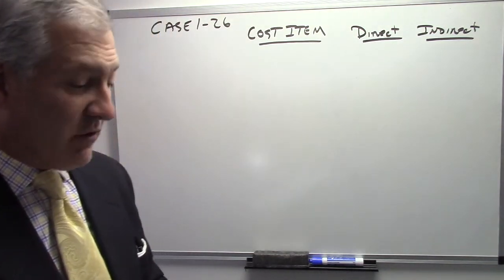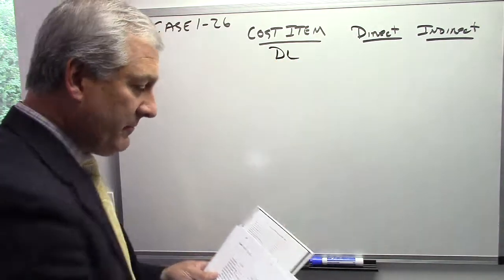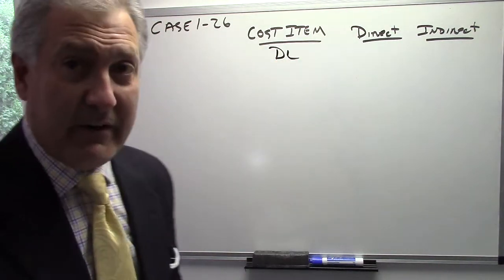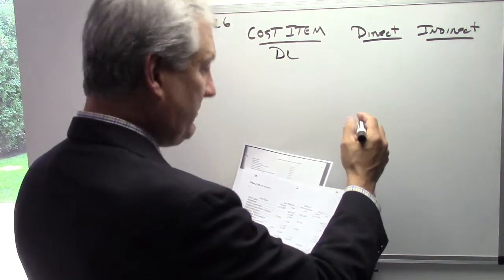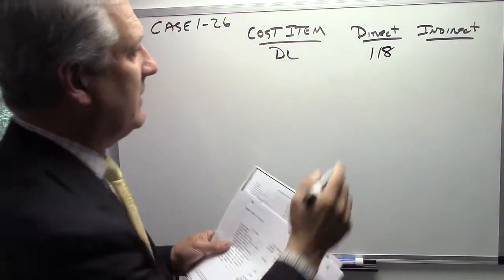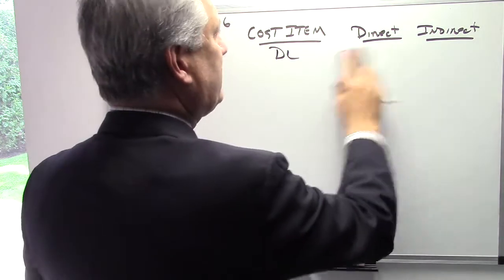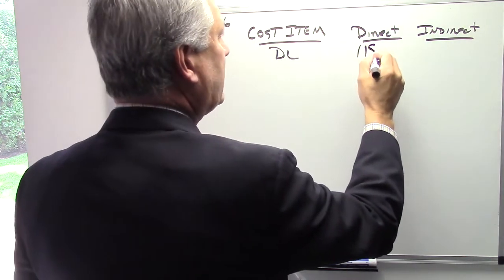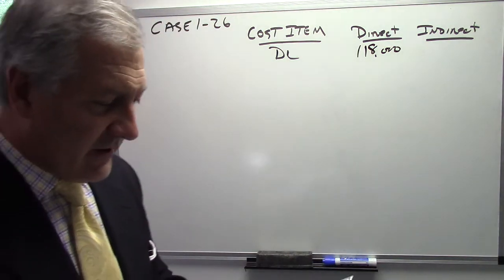So the first item here is direct labor. Well, that's pretty straightforward, right? Direct labor, that's going to be a variable cost, and that's going to be a direct cost, so that's going to be $118,000. I was going to drop the zeros, but I can't. $118,000 for direct.